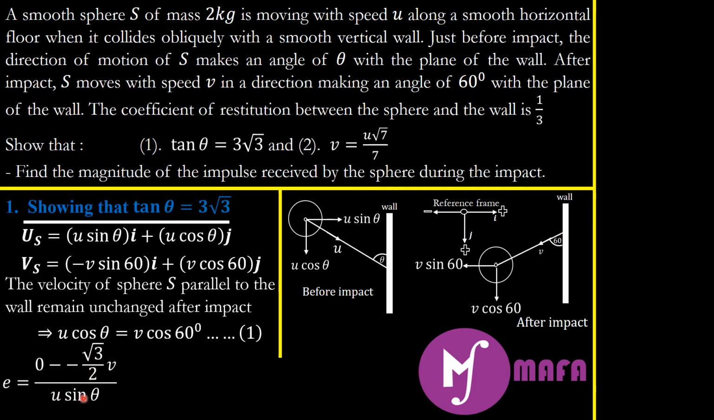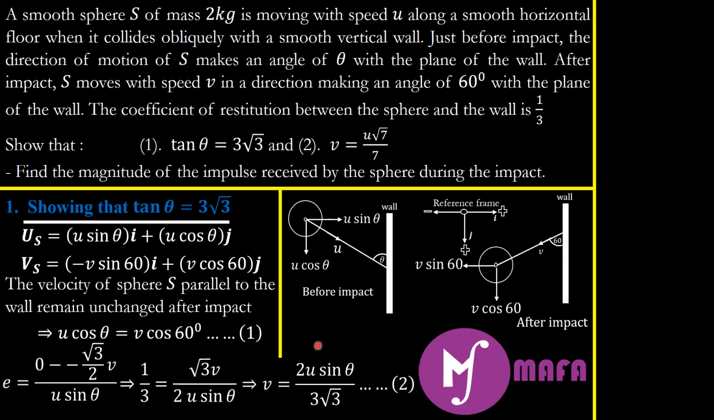Now divided by the initial velocity of the sphere minus that of the wall. The wall was at rest, so its initial velocity is 0. The initial velocity of the sphere in the horizontal direction is u sine theta. So we can simplify, and we have that our coefficient of restitution is 1 divided by 3. So simplifying, we get our v to be u sine theta divided by 3√3. We can call that equation 2.